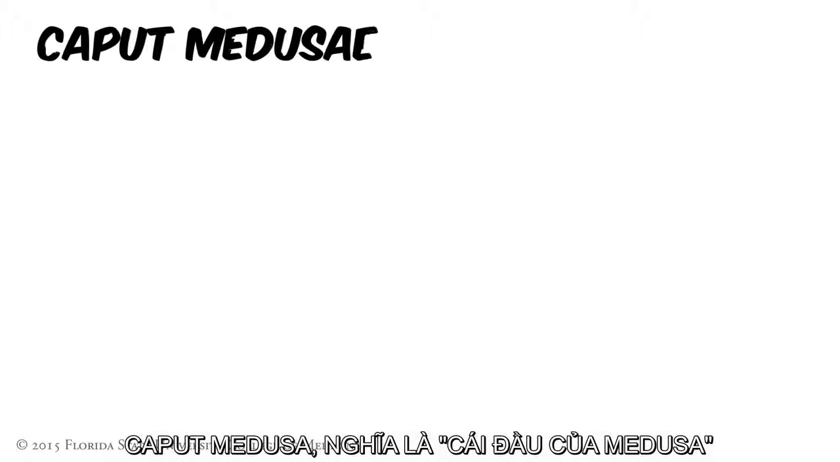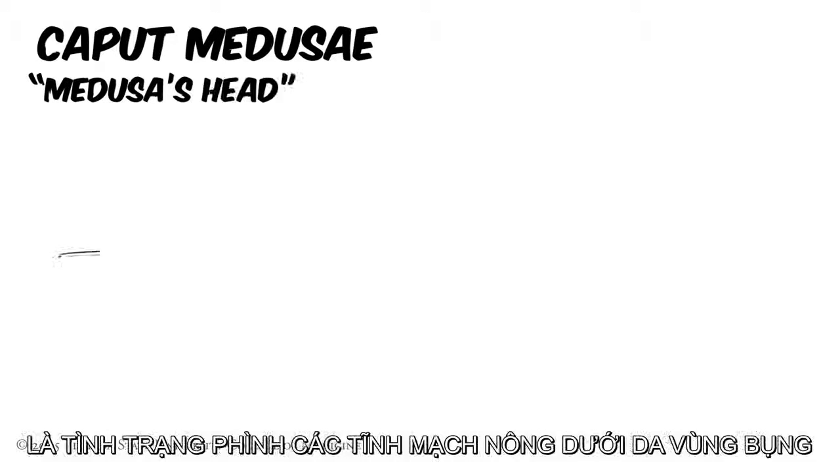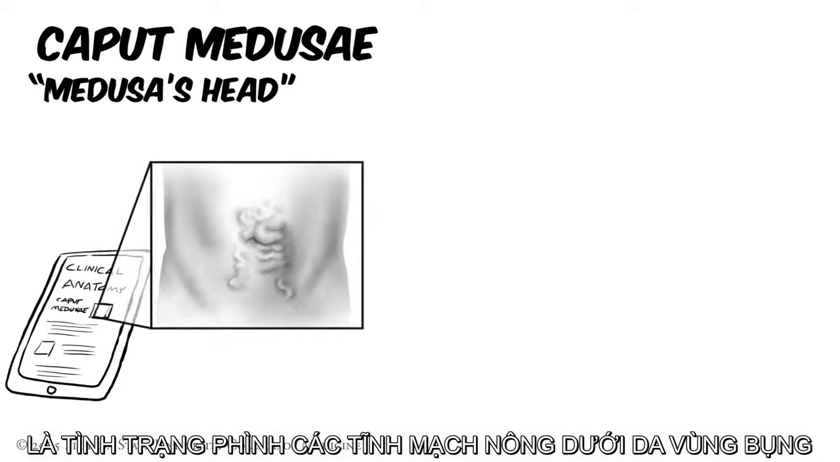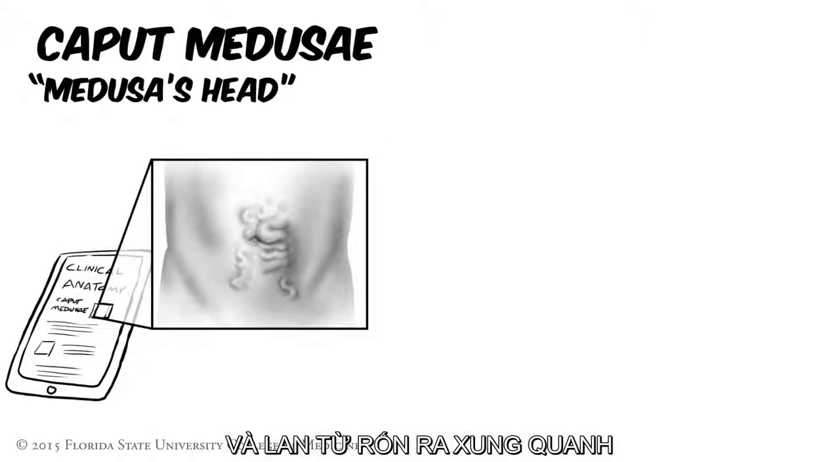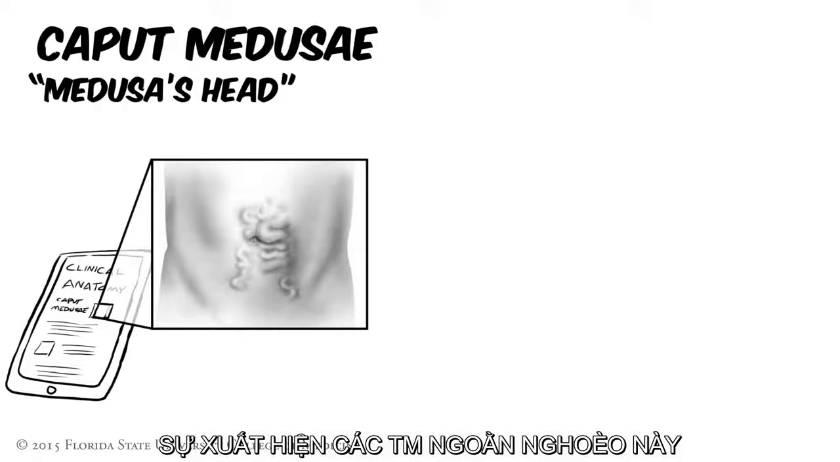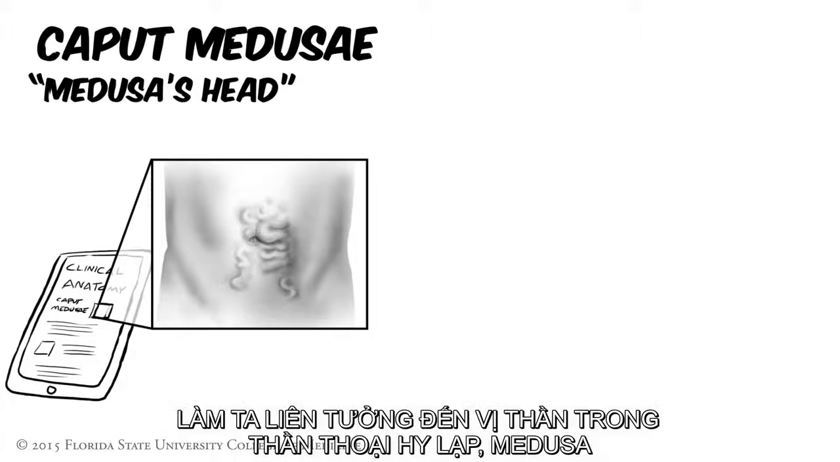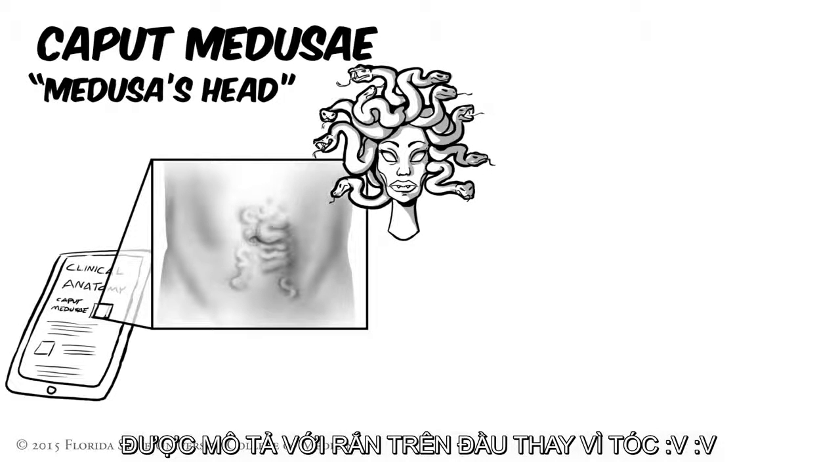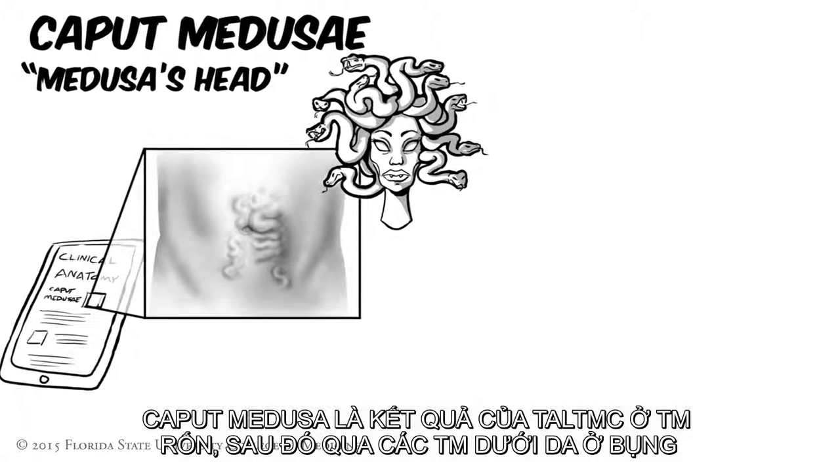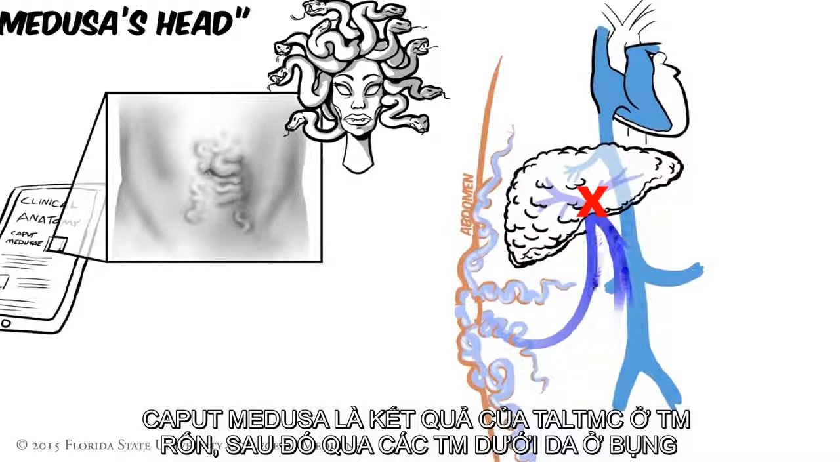Caput medusa, or in English, Medusa's head, refers to swollen subcutaneous veins on the surface of the abdomen that radiate out from the umbilicus. The appearance of these swollen, tortuous veins reminded early clinicians of images of the mythological Greek goddess Medusa, who is depicted as having snakes in place of hair. Caput medusa results from portal venous hypertension in the umbilical vein that spreads into subcutaneous systemic veins on the abdomen.